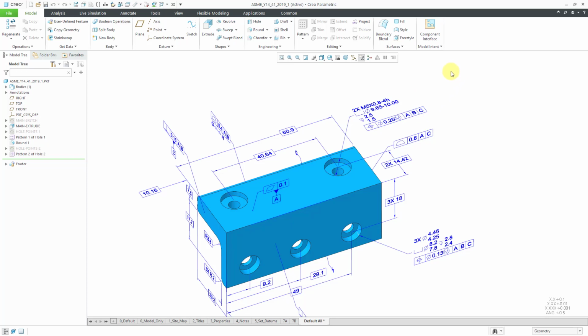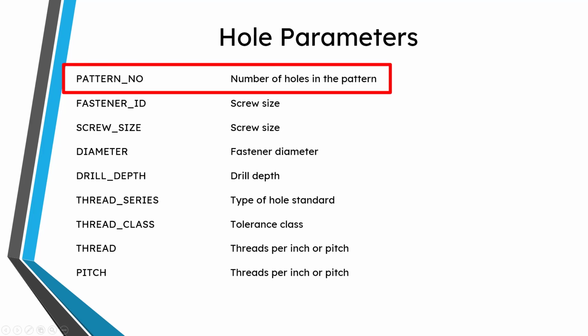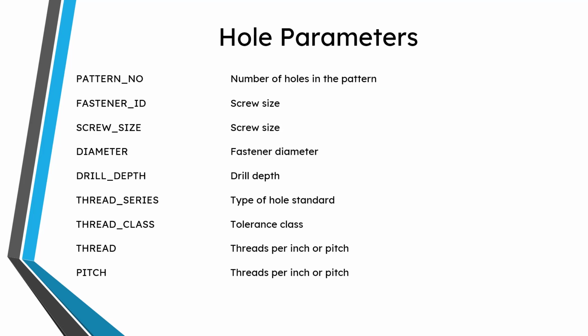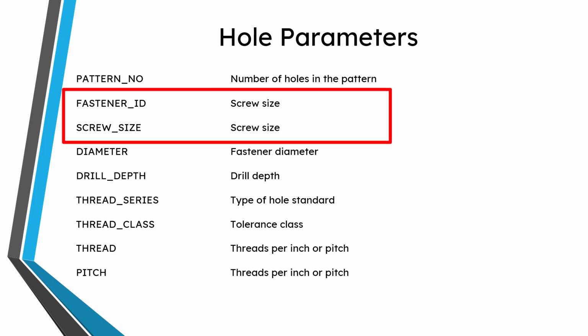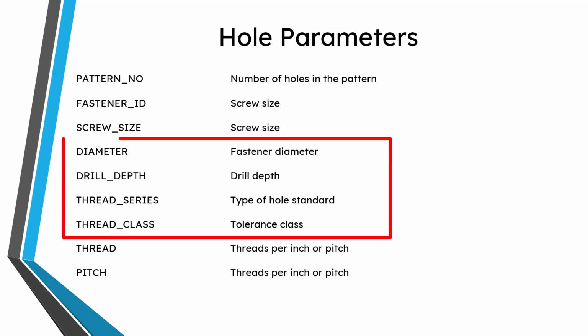Let me show you some slides to explain the different parameters that you're going to use in there. So let's go through some of these different hole parameters. If you have a pattern of holes, you can use pattern_NO for the number of instances in that pattern. Also, you can use either fastener ID or screw size to report the size of the screw that would go into that standard hole. And then of course you have diameter, you have drill depth.